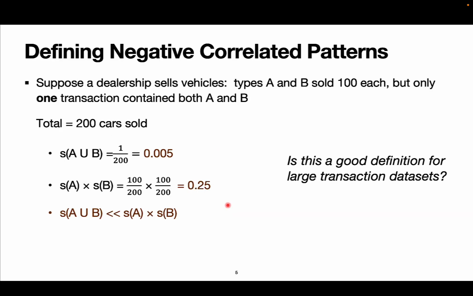In this example, we show how the number of transactions can alter the outcome of negative correlated patterns. Suppose a dealership sells vehicles type A and type B, sold 100 each, but there is one transaction that contained both A and B. Plugging the numbers, support A and B is 1 over 200, support A is 100 over 200, support B is 100 over 200. 0.005 much less than 0.25, which concludes that this is a negatively correlated pattern.